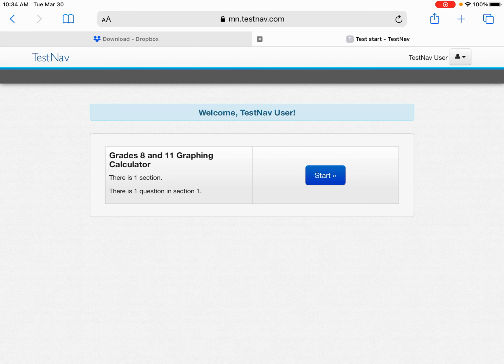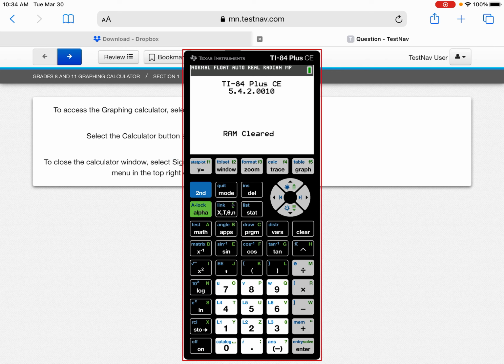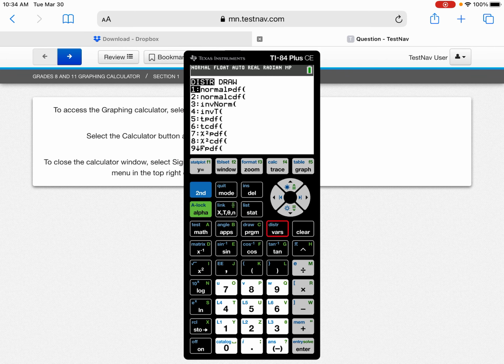All right, cool. So in order to go to inverse normal, you're going to go to second vars to get to your distribution menu. We've been using a lot of the CDFs and PDFs in this menu. We have not used inverse normal for quite some time. So we're going to go to inverse normal. My real calculator does not have that last option, so bear with me while I try to figure this out. Mine and probably yours, it just asks for area, mean, and standard deviation.